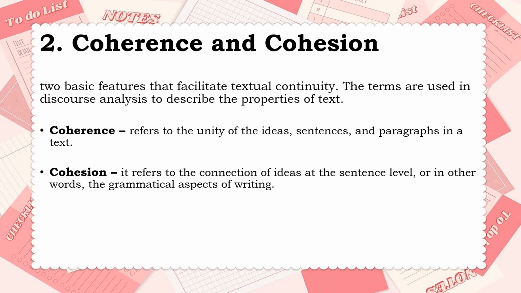These are the two basic features that facilitate textual continuity. The terms are used in discourse analysis to describe the properties of a text. When we say coherence, it refers to the unity of ideas, sentences, and paragraphs in a text, while cohesion refers to the connection of ideas at the sentence level, or in other words, the grammatical aspects of writing.